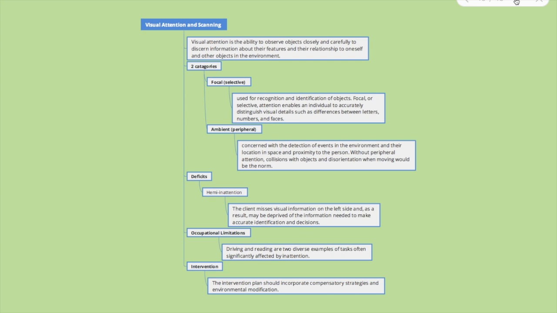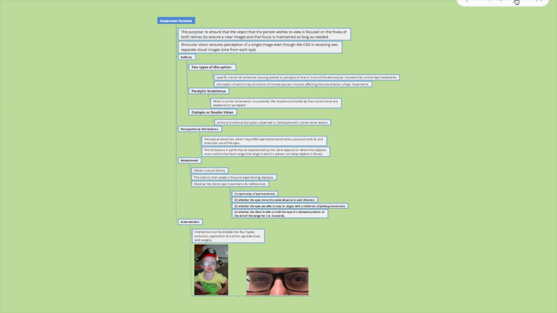Deficits really stem from hemi-inattention, so the client misses visual information on the left side. Occupational limitations are seen through driving or problems with reading. Their intervention should incorporate compensatory strategies, so changes to their environment.